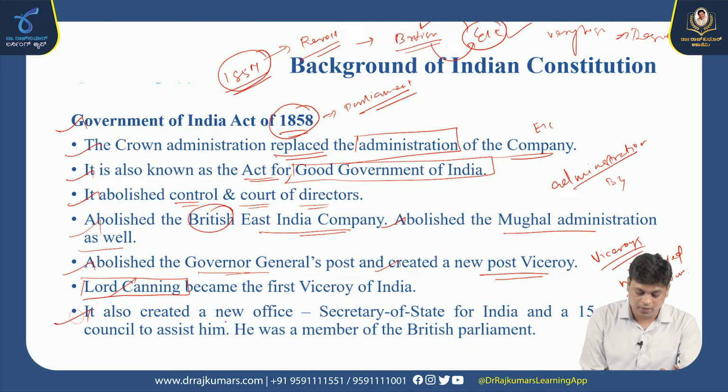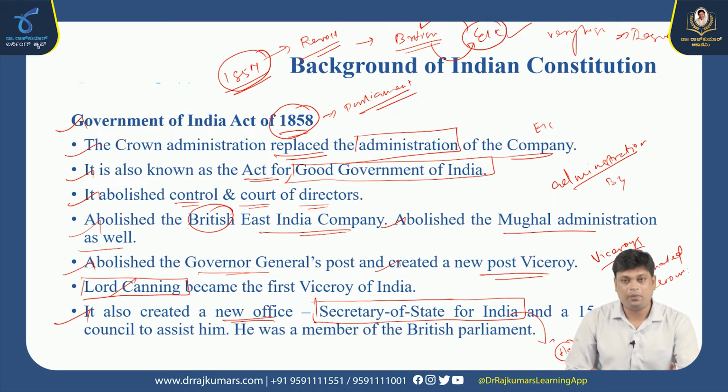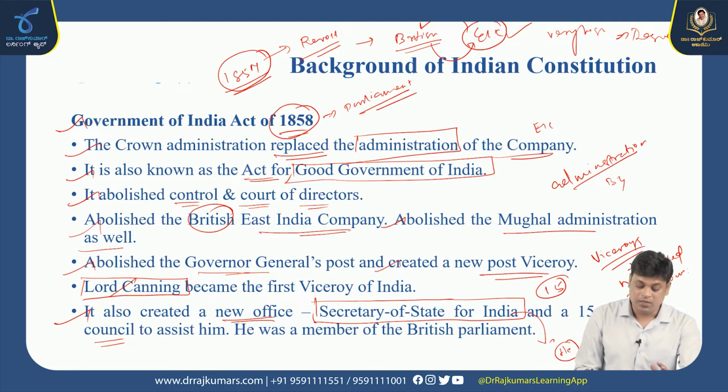It also created a new office known as Secretary of State for India. Okay, this person will sit in the British Parliament and is responsible for taking care of the complete affairs of India's administration. To do that administration, the Secretary of State for India used to have around 15 members, popularly known as the Indian Council. This Indian Council will assist the Secretary of State in matters of Indian affairs.